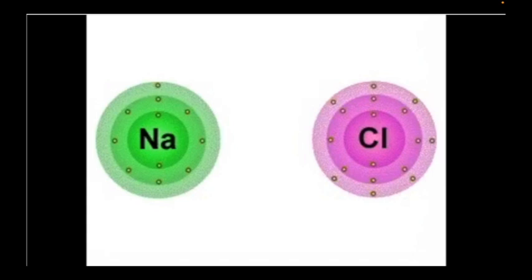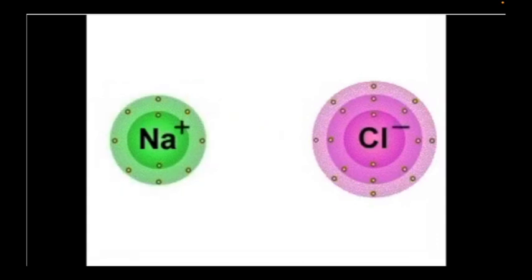Let us take an example: sodium and chlorine. Sodium has 11 protons and 11 electrons. It becomes stable when it loses one electron. Chlorine has 17 protons and 17 electrons and becomes stable when it gains one electron. When they come closer, sodium gives away one electron to chlorine.